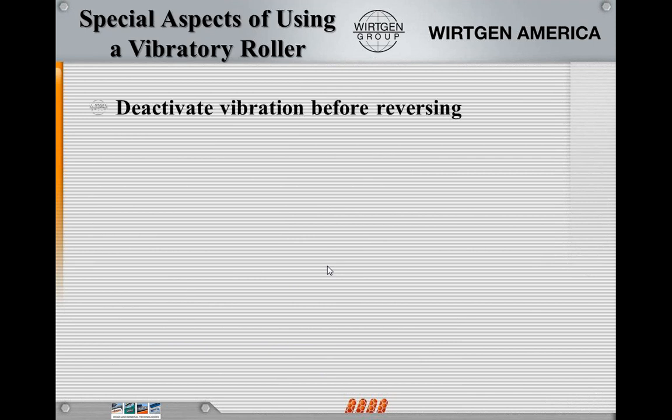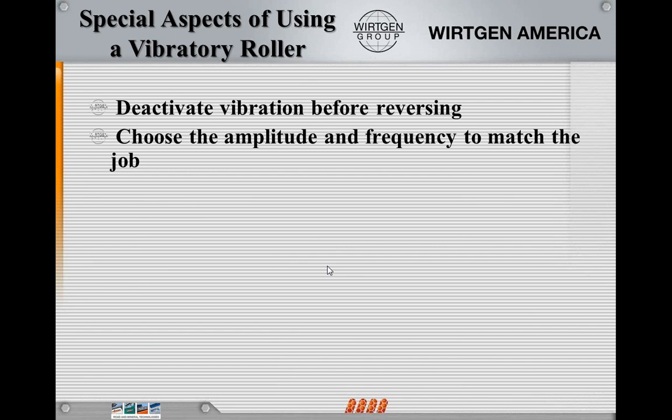I put in here as far as some things for using vibratory: deactivate vibration before reversing. I did run across some folks that actually kept the vibration on when they came to a stop. Not a good thing for smoothness. We won't get that bump out. We want to choose the amplitude and frequency to match the job and the mix, as far as the mix type and the mix thickness that we're placing.